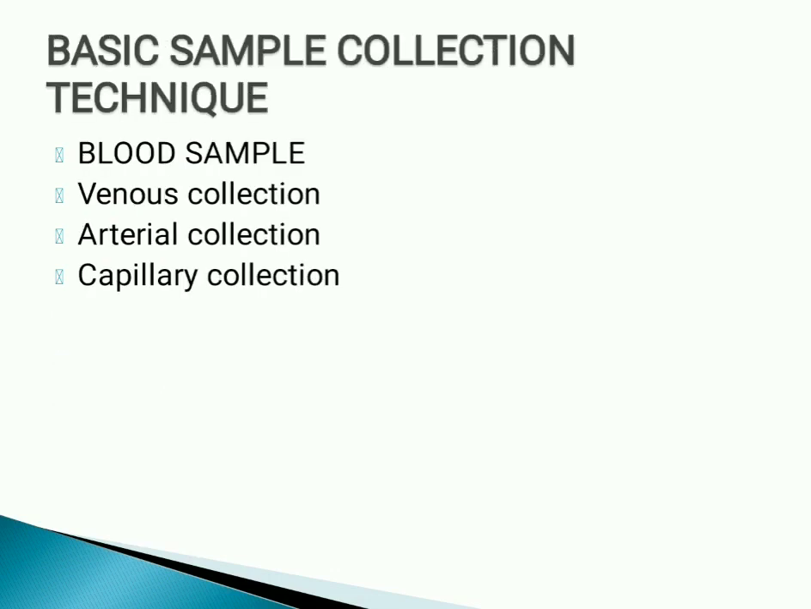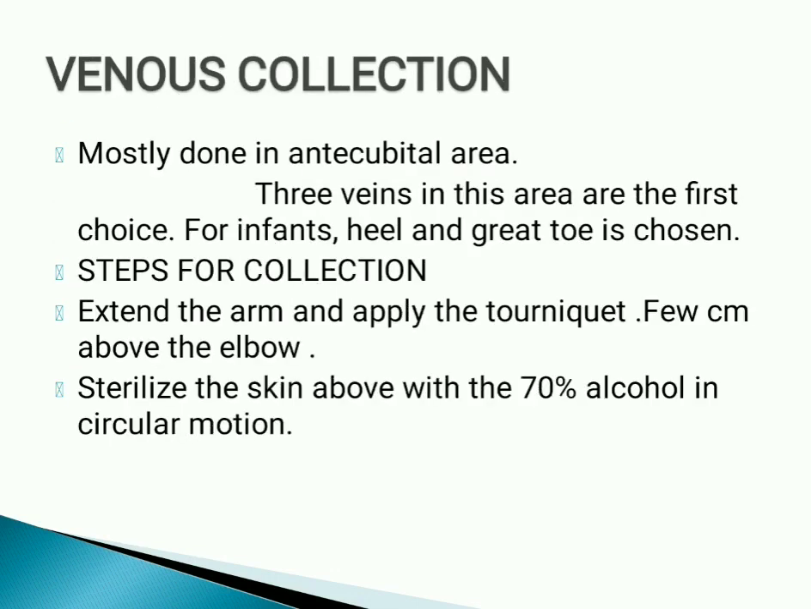Basic sample collection techniques. First, we will learn about blood samples. Blood samples can be collected in three ways: venous collection, arterial collection, and capillary collection. Venous collection is the most frequent way in the lab to collect blood. Mostly done in the antecubital area. Three veins in this area are the first choice. For infants, the heel and great toe are chosen.